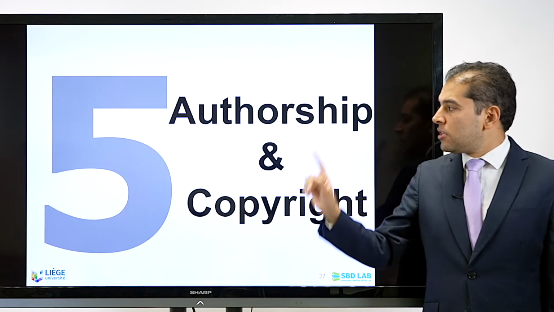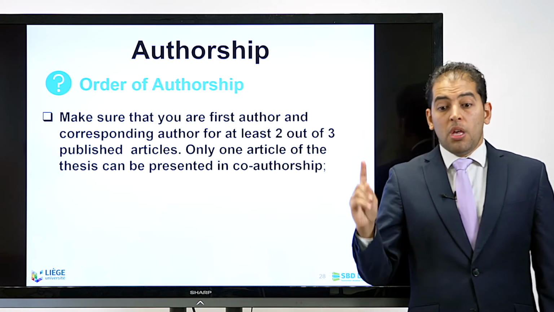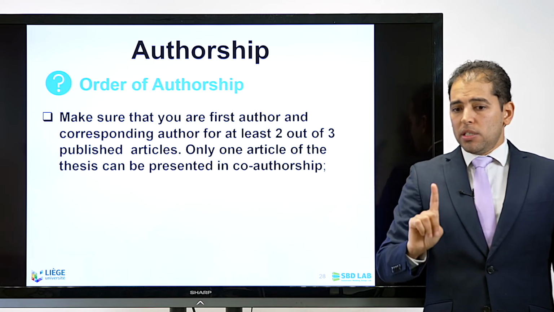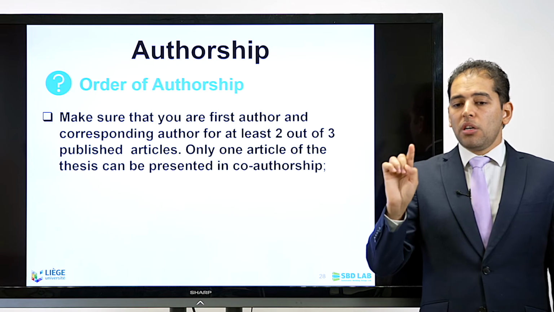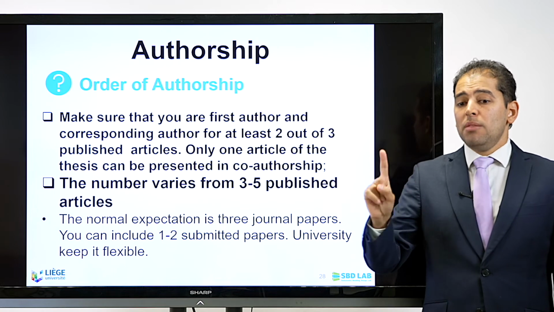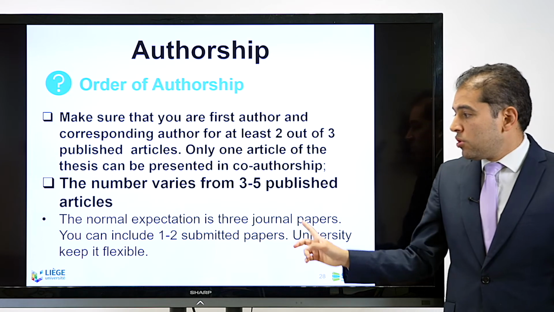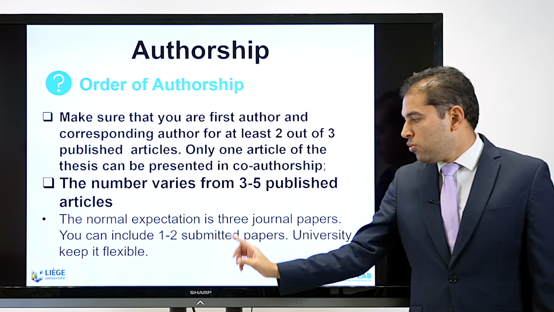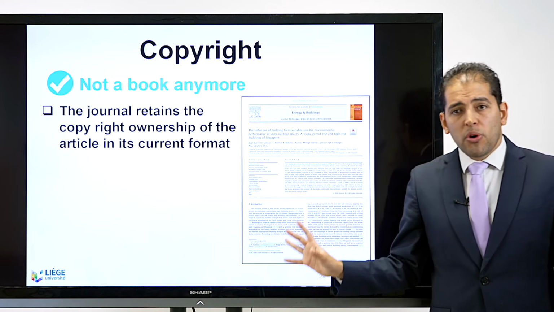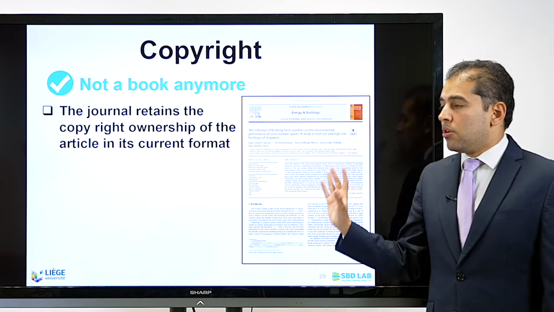Now moving to the final part, authorship and copyright. Like I told you before, make sure that you are the first author and the corresponding author for at least 2 out of the 3 published articles, if not all. Only 1 article of the thesis can be presented in the form of co-authorship. The number varies from a minimum of 3 to 5 published articles. The normal expectation is that 3 journal papers will be published, and you can include 1 to 2 submitted papers as part of that. Like we said before, don't forget, an article-based dissertation will not be a book. You will not publish a book.